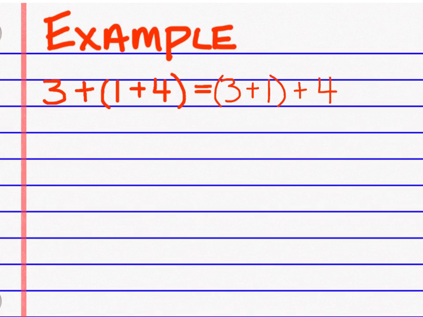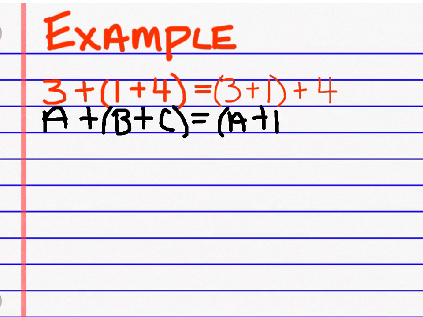Okay, so for the second example, we're just going to plug in A, B, and C for our numbers. So we have A plus B plus C is equal to A plus B plus C. Okay, so we just want to look on our handout and see which one of these properties it matches. And that'll be letter C, the associative property of addition. So the answer is C.